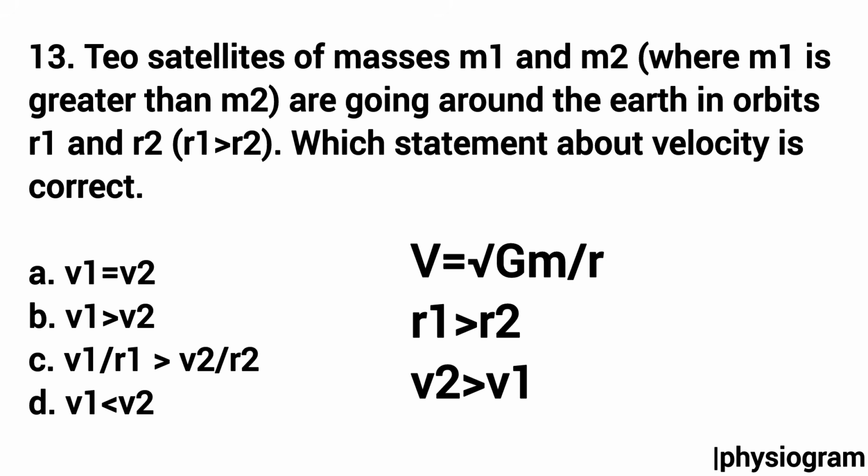Since r1 is greater than r2, v1 = √(GM/r1) is less than v2 = √(GM/r2). So v1 is less than v2. So the correct answer is option number D, that is v1 is less than v2.